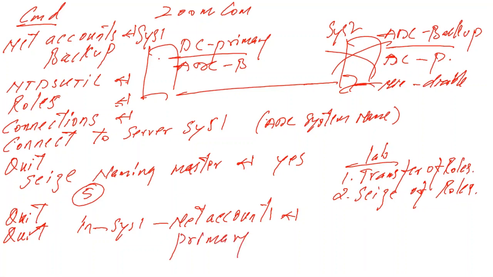That is correct. So now this machine is acting as what here? DC, primary server. Can I take one new computer? Can I configure one new backup server? Yes. So our job has been successfully done. So we've seen 2 labs, transfer and seizure.